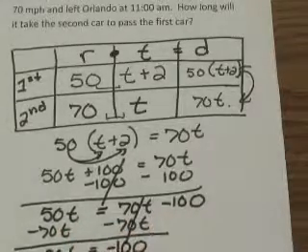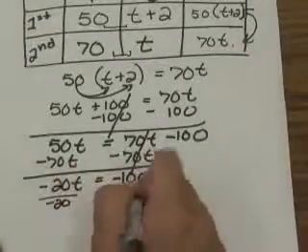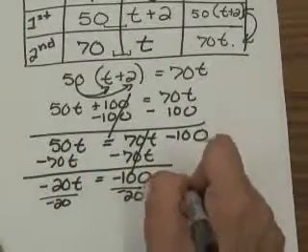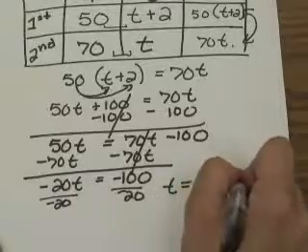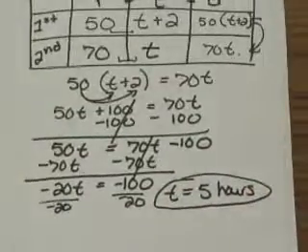In order to get t by itself, I need to divide by negative 20. So here I'm going to get t equals 5 hours. So it took 5 hours for the second car to pass the first car.